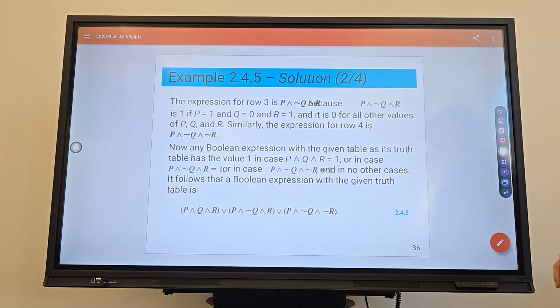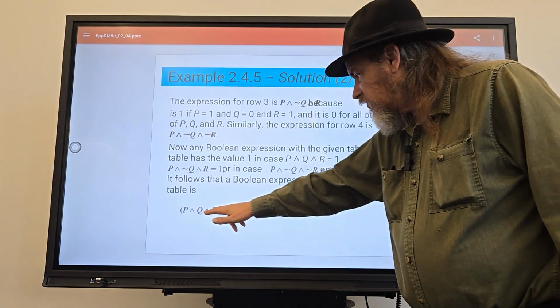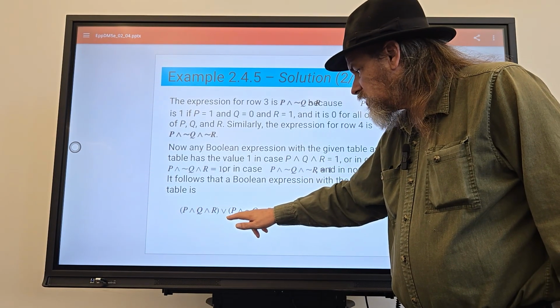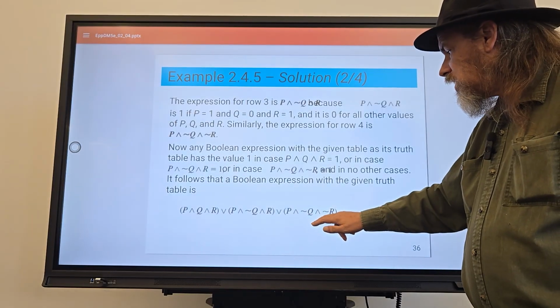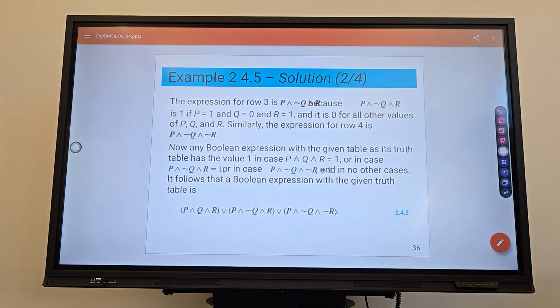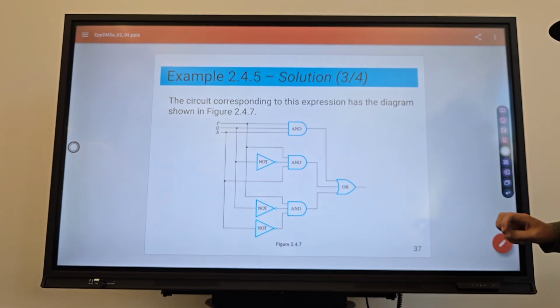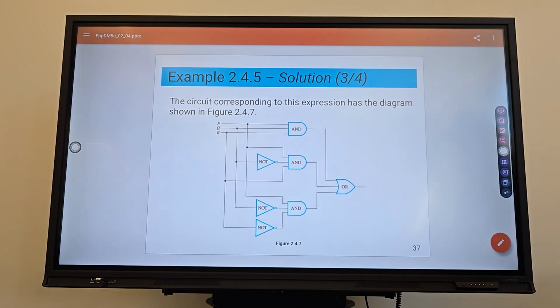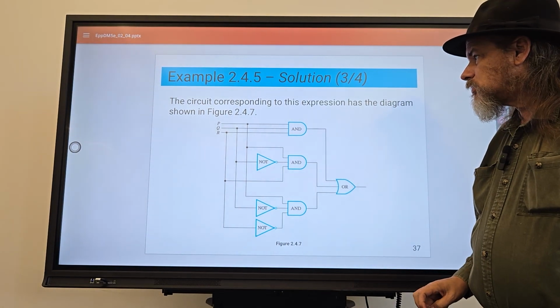So then you take all these and you OR them together. If this parentheses here is 1, or this parentheses, or this parentheses, is 1, then the output should be 1. And therefore, you end up with this circuit.